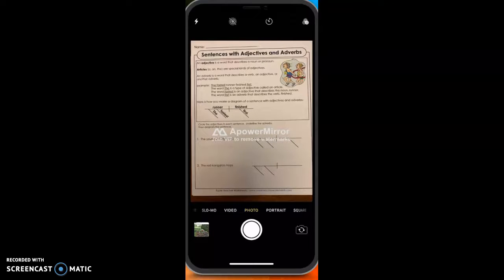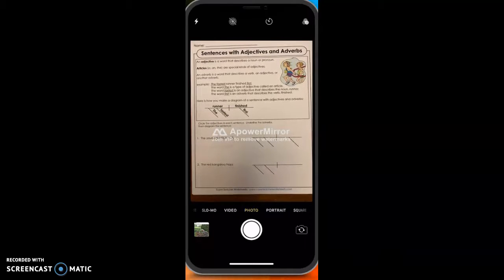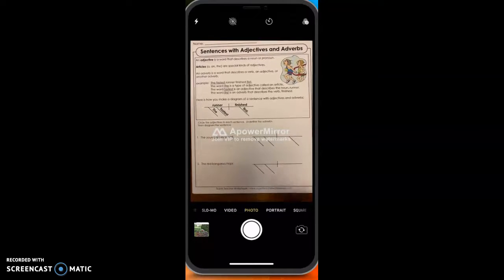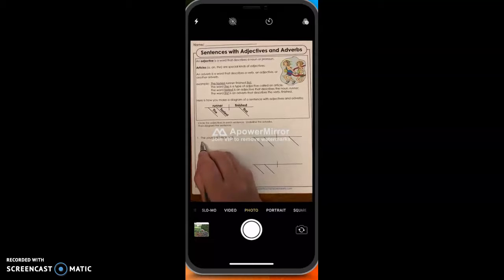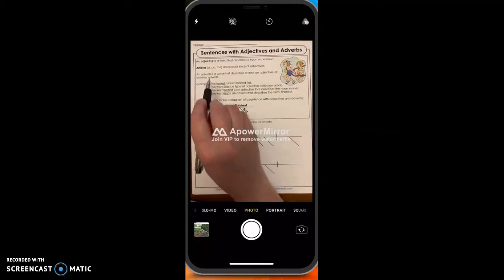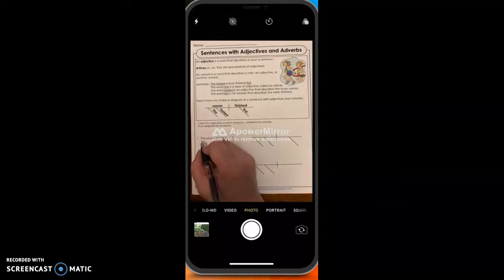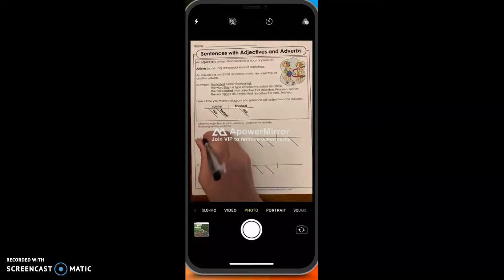So if you look at your example, they show you how to work through this. But we're just going to go ahead and start with number 1. So our directions say, circle the adjectives in each sentence, underline the adverbs, then diagram the sentence. So we're going to go ahead and circle the adjectives. So in sentence number 1, you have the article the, and you know from up here that it's a special kind of adjective, so you go ahead and circle that.